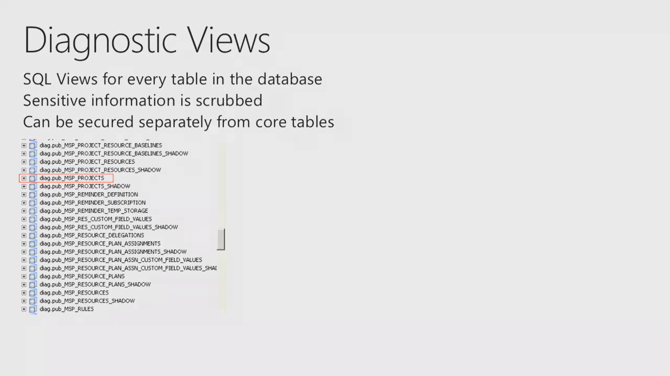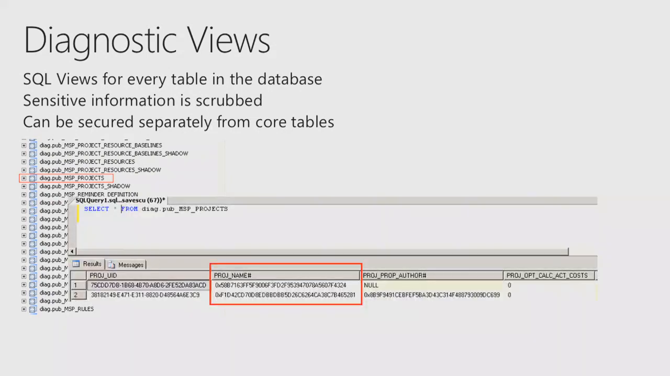So you could see in SQL Management there is a diag view for every table, the schema diag.pub_tablename, and if you select from it, then this is what the projects table looks like. So project name is scrubbed. You can only see GUIDs, and author is also scrubbed in this one.